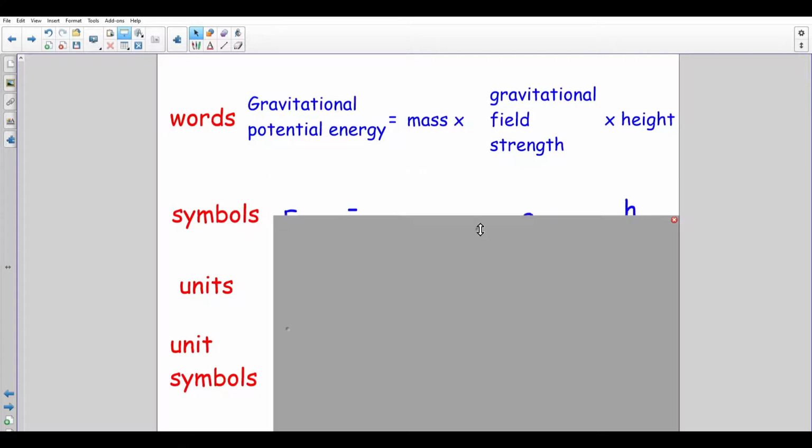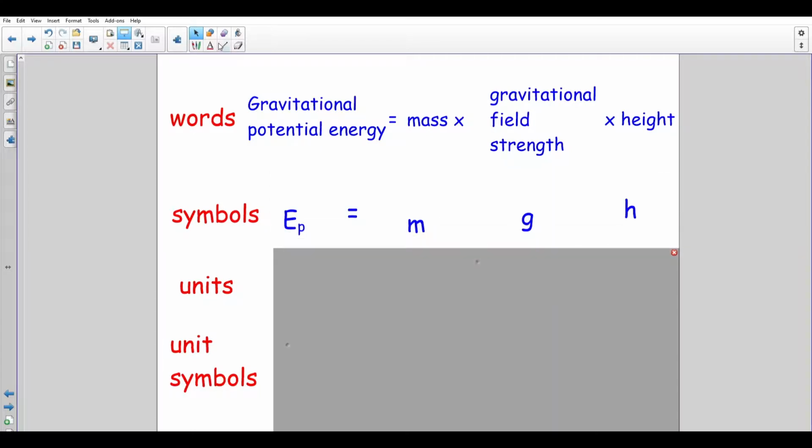We'll go through the symbols. We've done a lot of these before. We talked about why these things are what they are, and these ones aren't too bad. So EP is for energy, and it's potential energy because gravitational potential. So we call it EP equals mass m times g for gravity times h for height.